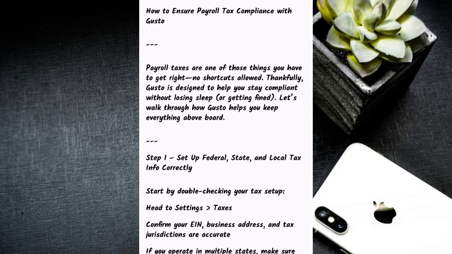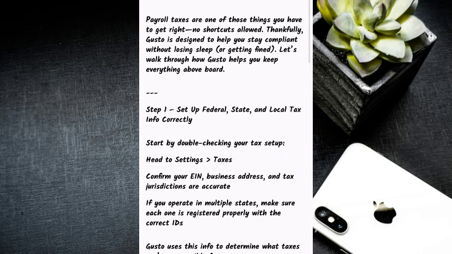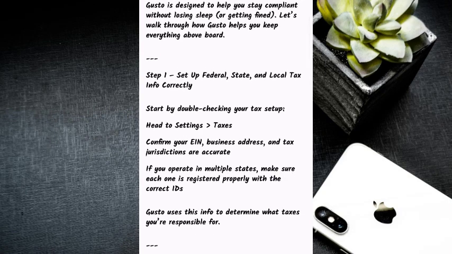First step, set up federal, state, and local tax info correctly. So start by double checking your tax setup. All you gotta do is head to settings and taxes. Now there you can confirm your EIN, your business address, your jurisdictions are accurate. And if you operate in multiple states, you want to make sure that each one is registered properly with the correct IDs. Now, Gusto is going to use this information to determine what taxes you're responsible for.